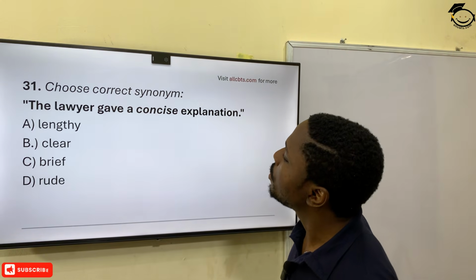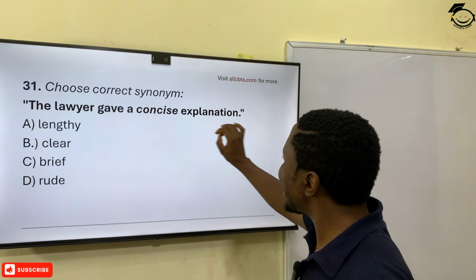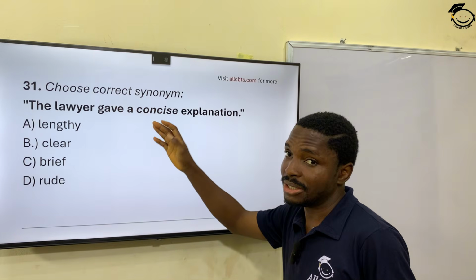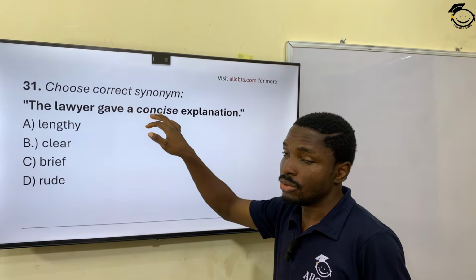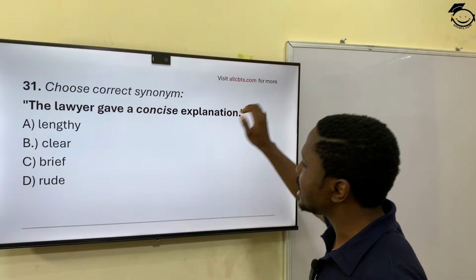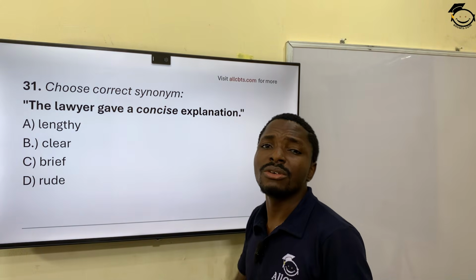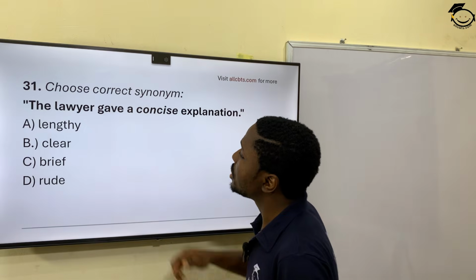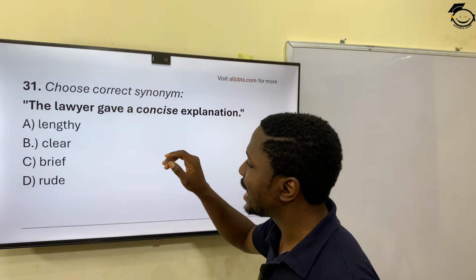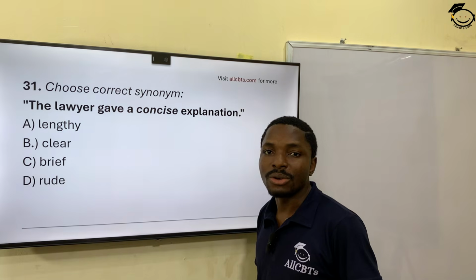So 31. Choose the correct synonym. The lawyer gave a concise, the word in italics there. So you need to give us the synonym for concise. The lawyer gave a concise explanation. So what's another word for concise from these words? You have lengthy, clear, brief, rude. Which of it would be concise?